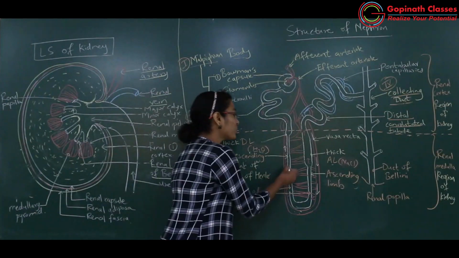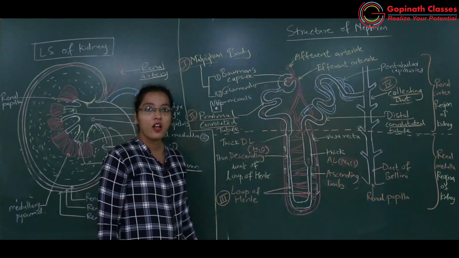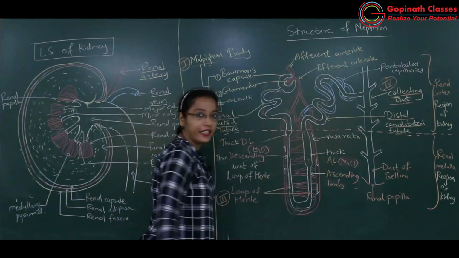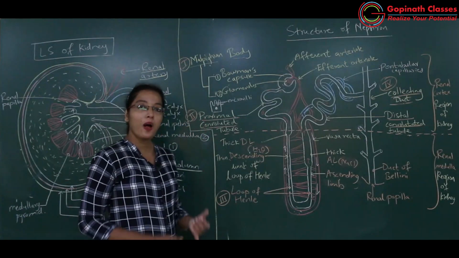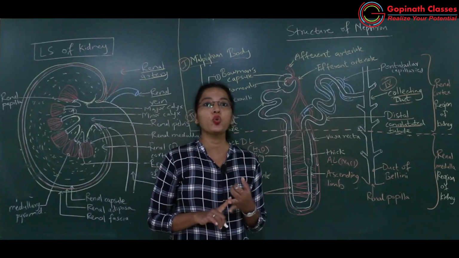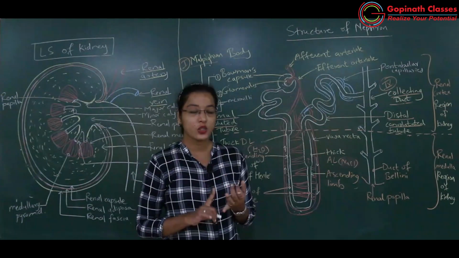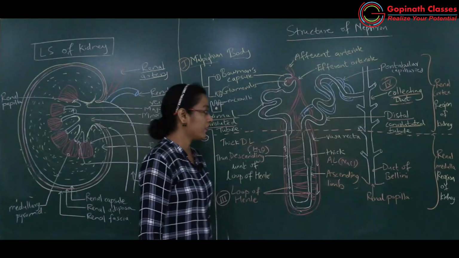Okay, then coming to the cells which are present in the descending limb and ascending limb. Which cells are there in the descending and ascending limb? Squamous epithelial cells and cuboidal epithelial cells. Squamous and cuboidal epithelial cells.